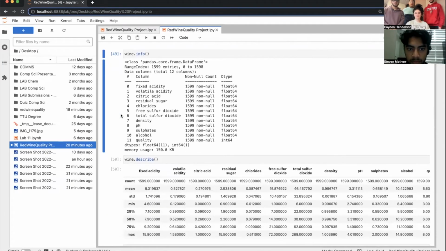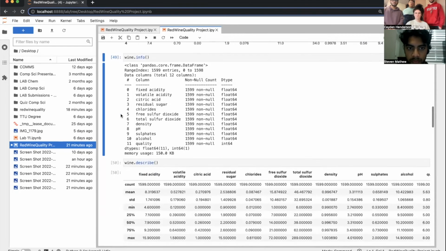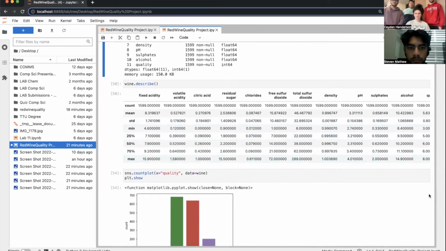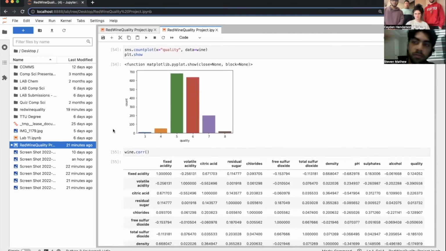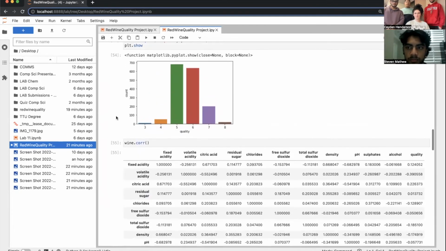Next we got the information by using .info to get the information from the wine data. And then we used .describe to get some statistical data from the data frame. And then we used the Seaborn library to make a histogram. I thought the Seaborn library did a phenomenal job making this histogram, unlike Matplotlib. So we went with the Seaborn library, and we put the link in to where we found this.